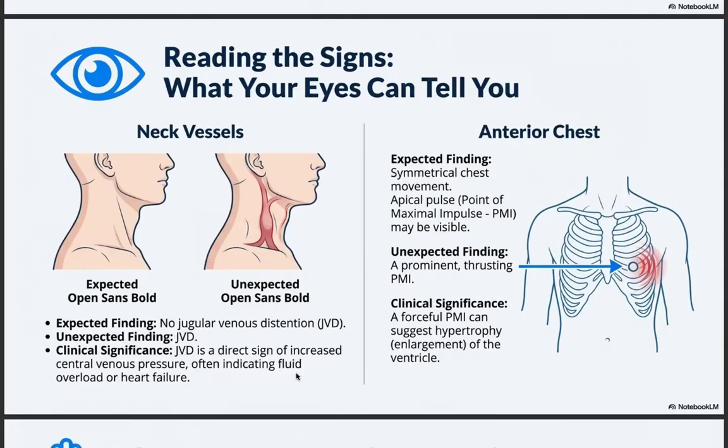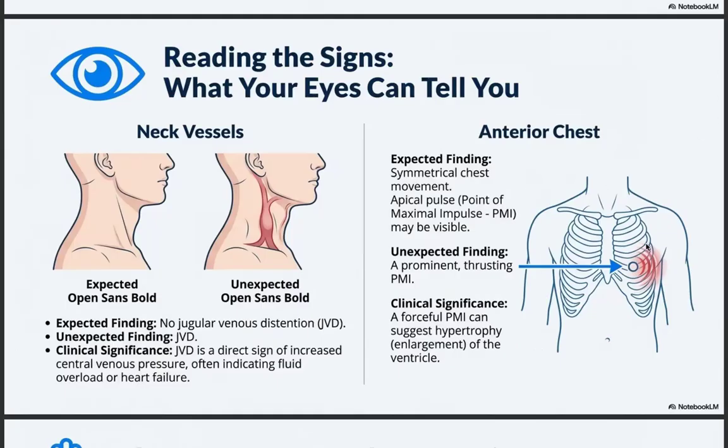This is what JVD means. It just means that there's a little bit of central venous pressure. A lot of times you're going to see it in fluid overload. JVD, ascites, and edema all point to someone who's having right-sided heart failure symptoms. That doesn't necessarily mean that they have right-sided heart failure, but it could be, or just regular fluid overload. You don't need to have heart failure to have fluid overload.